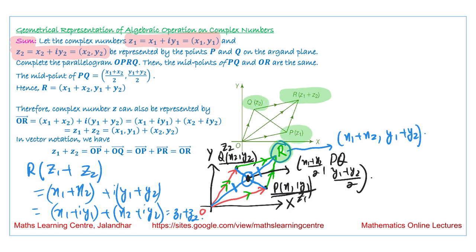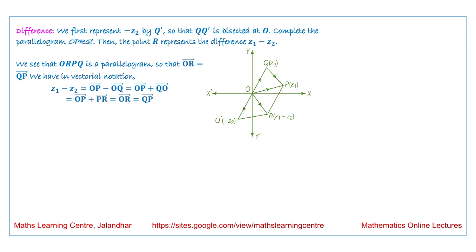This is the geometrical representation of addition of two complex numbers. If z1 and z2 are two complex numbers, then for the sum z1 plus z2, we can obtain this point R by the parallelogram law of vector addition.